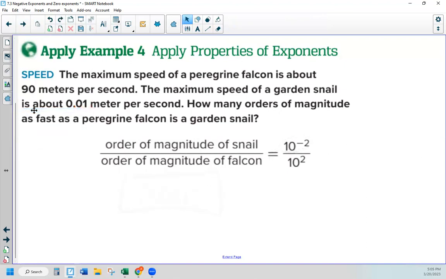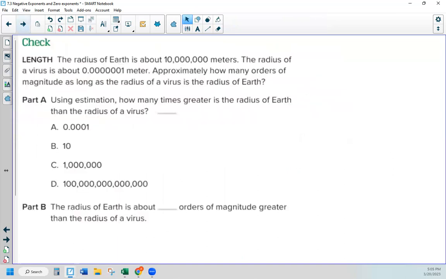All right, let's see if you got what it takes to get this check problem on your own. Try it out, pause it, think about it. Don't cheat.